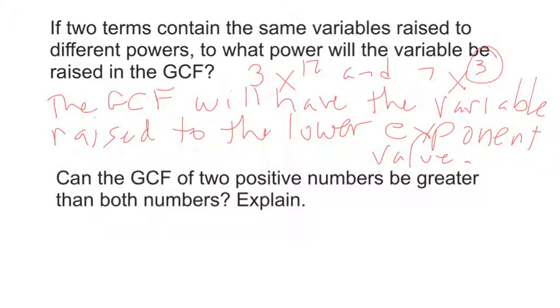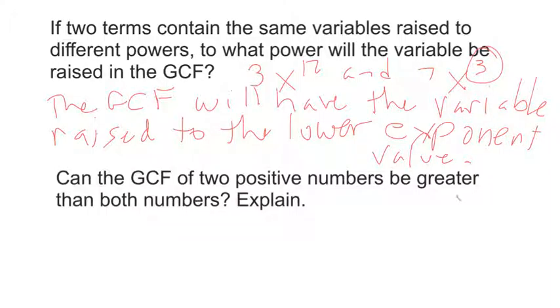Okay. So anytime you have the same variable in two terms and you're trying to find the GCF, the lower exponent will always be the GCF of the two. So in this case, the GCF was x to the third. If I go to factor this one, there's nothing I can do with a 3 and nothing I can do with a 7, but I can factor out that x to the third.